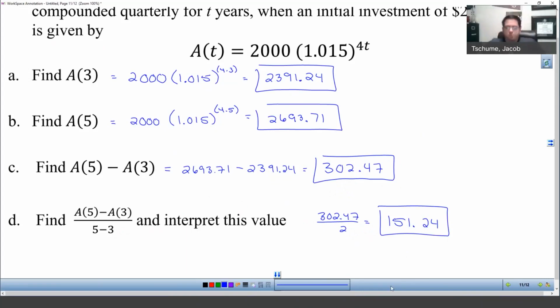And when it says interpret this value, this pretty much means that between the 3rd year of keeping your money in this savings account and the 5th year of keeping your money in this savings account, you made on average $151.24 a year.